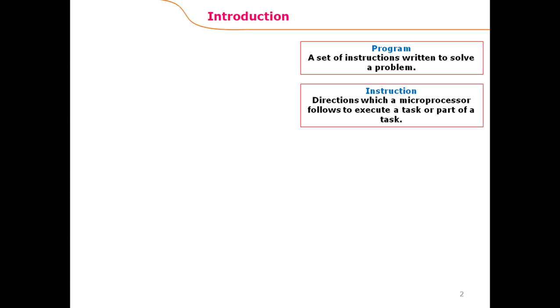Each program is a set of instructions. A program may consist of just a few instructions, or it can consist of thousands or millions of instructions. An instruction simply guides the microprocessor to execute a task or a part of a task. So each instruction solves a small problem, and all these problems together form a big problem or an application.